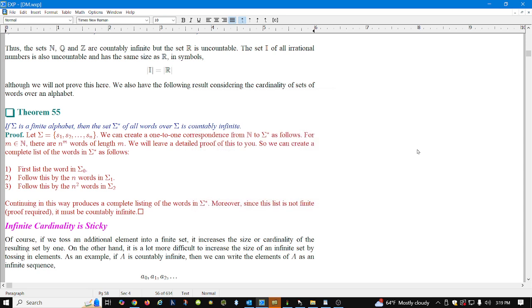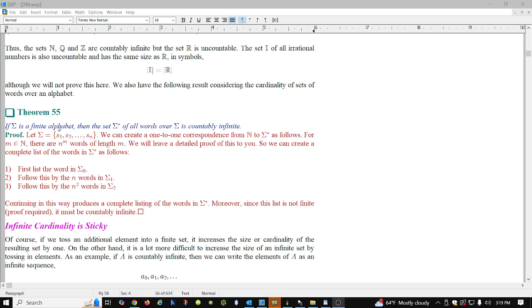We've been talking about cardinalities of infinite sets, one-to-one correspondence between infinite sets. Let's continue that discussion. Here is a theorem. Let sigma be a finite alphabet. Then the set sigma star of all words over sigma is countably infinite.